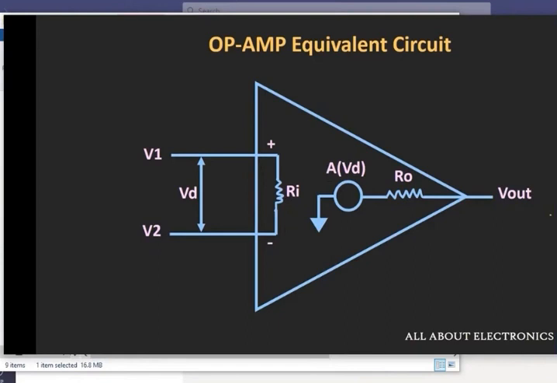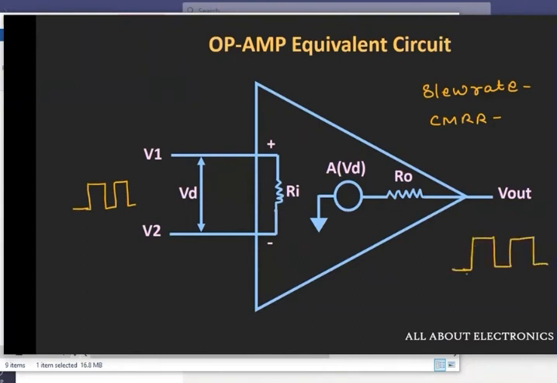Now, apart from these characteristics, there are a few more characteristics of the ideal op-amp, that is slew rate and common mode rejection ratio. We will see more about these in detail in separate videos, but let us see the basics. In a simple way, the slew rate is basically how fast the op-amp is able to reach its final value, and that is particularly useful when we are applying a square wave to the op-amp. So let's say we have applied this square wave to the input of this op-amp, and at the output we are getting this output waveform that is varying from 0 volt to Vsat.